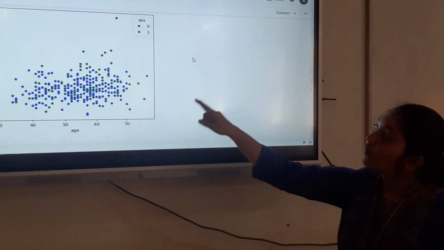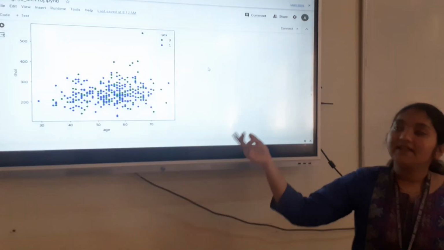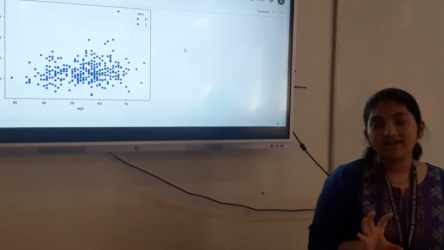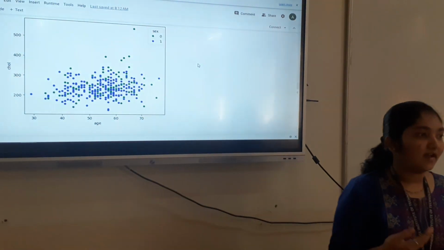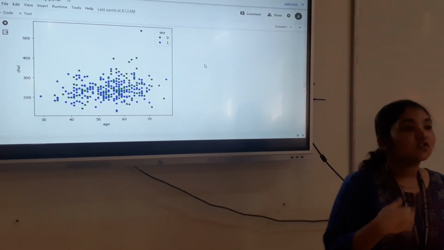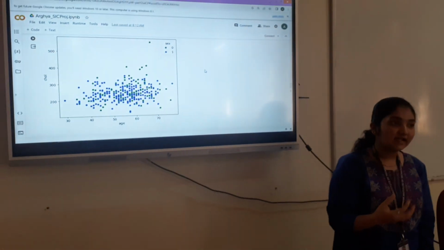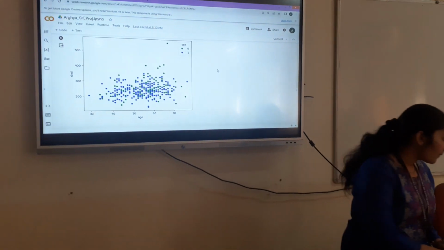And you can see that there are more blue dots compared to green. This indicates that in that particular data set, more male individuals have higher cholesterol values when compared to female. So this also means that their chances of heart disease are higher for male when compared to female.